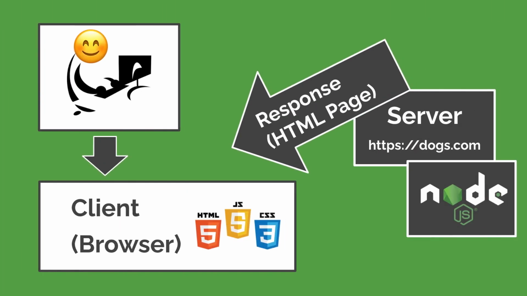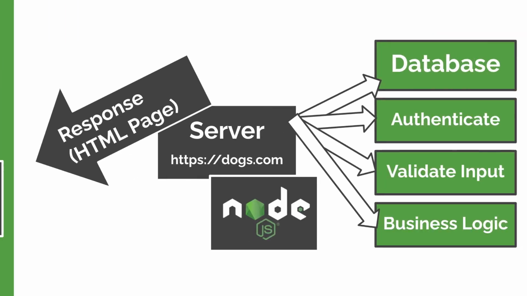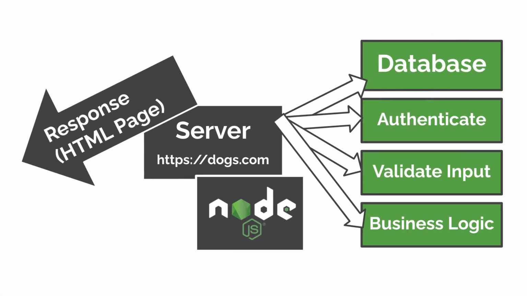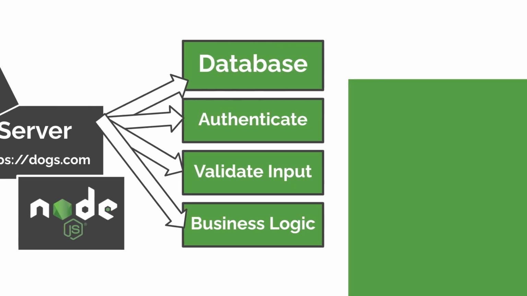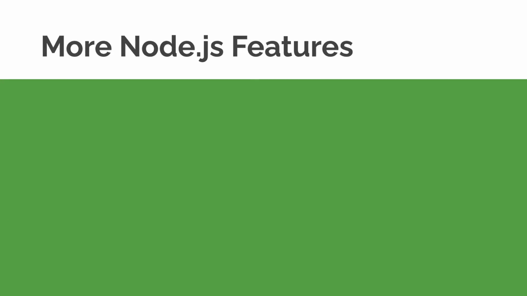Then, after the server has received the request, they send the response back. So they send back the HTML page of dogs.com, for example. As well, the server can connect to a database. It can authenticate content, such as making sure that the password was entered correctly, making sure the user actually has an account. It can validate any input and perform other business logic. So the server can do quite a lot, and Node.js can as well.